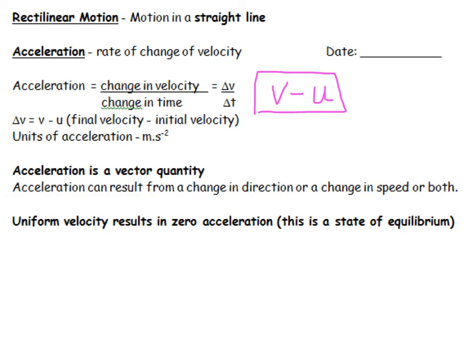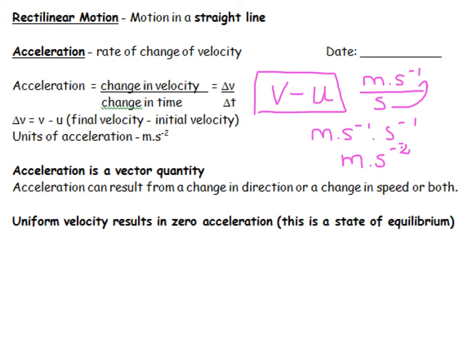Final minus initial. If I take velocity as meters per second, and I divide it by seconds, time, if I were to bring that second to the top, I would have meters, seconds to the minus 1, seconds to the minus 1. So the unit for acceleration is meters per second squared. So it's to the minus 2. Be very aware of these units. Meters per second squared for acceleration, while it's just meters per second for velocity.